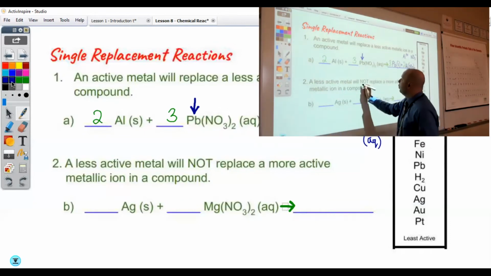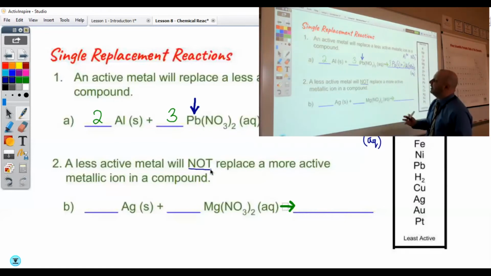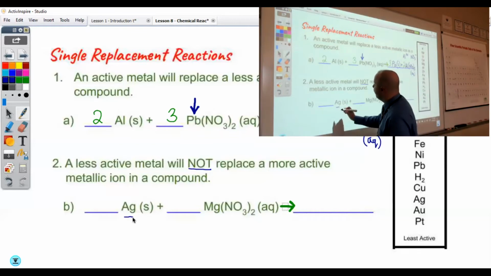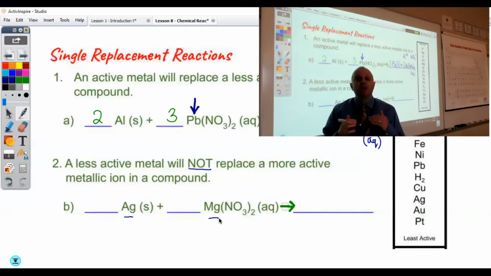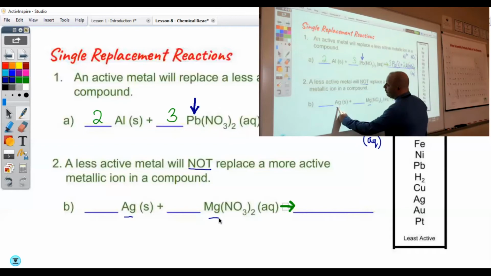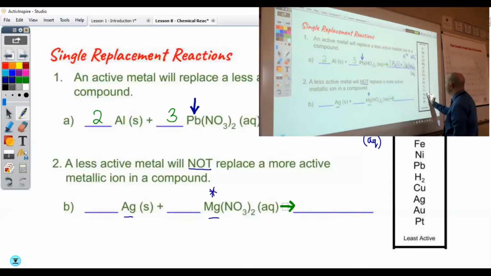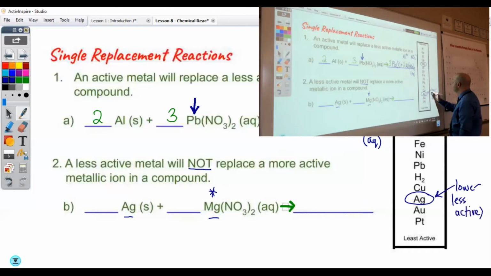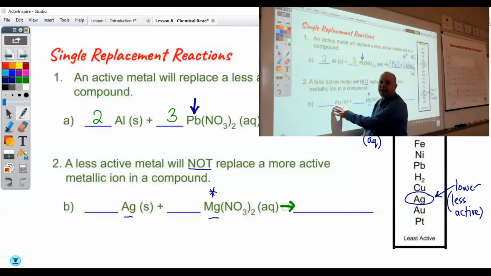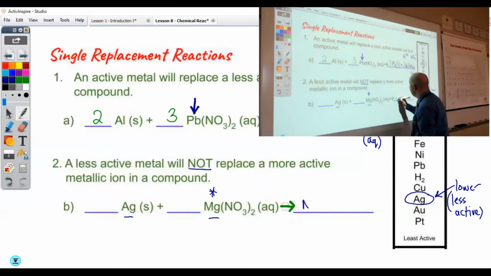A less active metal will not replace a more active metallic ion in a compound. So in this case, we're comparing silver and magnesium. So again, we want the lower element to be by itself at the end of a reaction. If it turns out that the lower element on the activity series is by itself at the beginning of the reaction, then no reaction will take place. So we have silver. Silver forms a positive ion, so it's going to replace potentially the magnesium. So now we're going to compare. Here's silver, here's magnesium. Silver is much lower and less active than magnesium. It is already the element that is by itself. So when you have a case like this, we have a no reaction here.